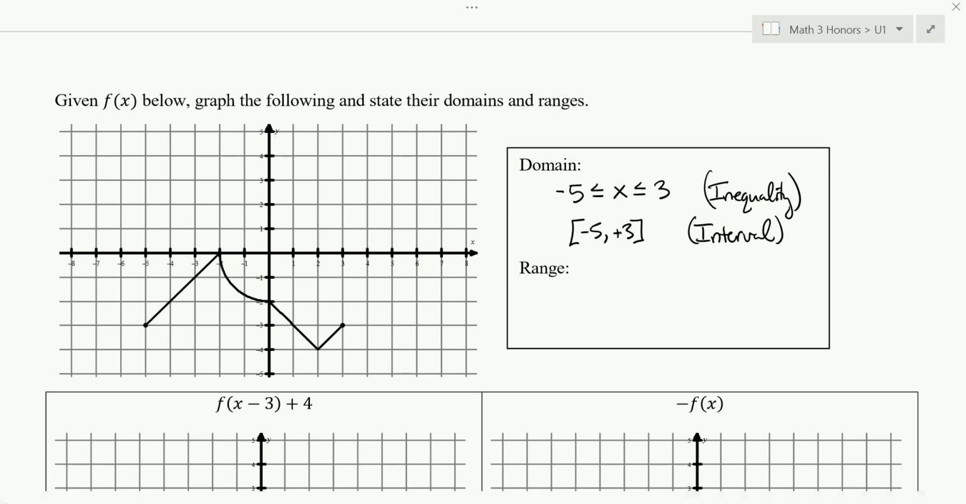How about the range? Anybody feel comfortable sharing? Anybody new besides Michael and Diego? All right, Chase. Good. And what would that be in interval notation? Square bracket. I like that. To distinguish from the, what would you call the other bracket? Squiggly bracket or something.